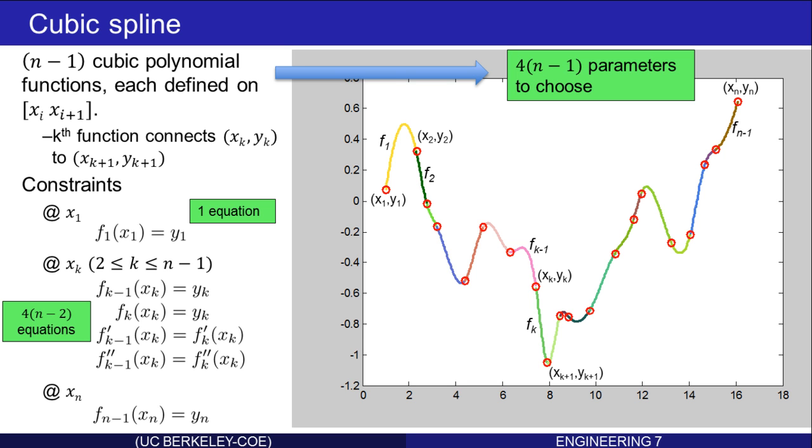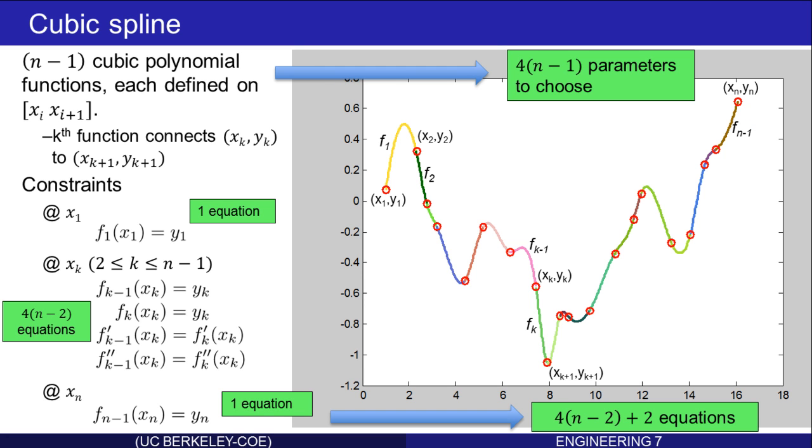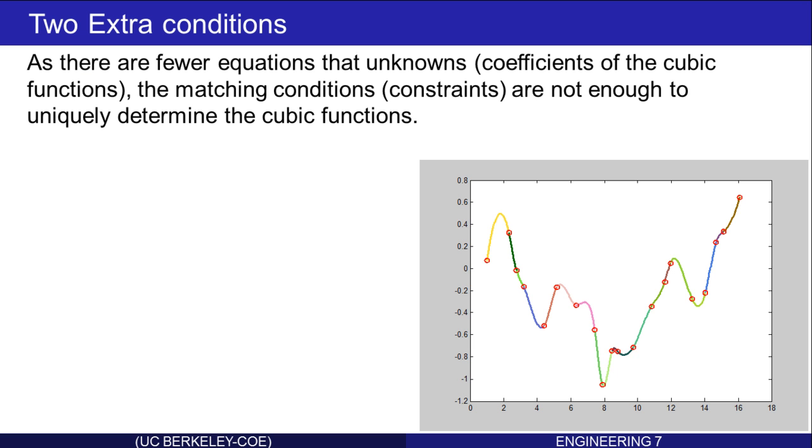Finally, at the last point, impose that the n-1 function at its right endpoint, xn, is equal to yn. That's another equation. So what we've listed here is 4 times n-2 plus 2 equations. That's actually 2 equations less than the number of parameters. What are we going to do about that? So there are fewer equations than there are unknown coefficients. Therefore, the constraints, these matching conditions, are simply not enough to determine the cubic functions uniquely. We can impose 2 additional constraints.